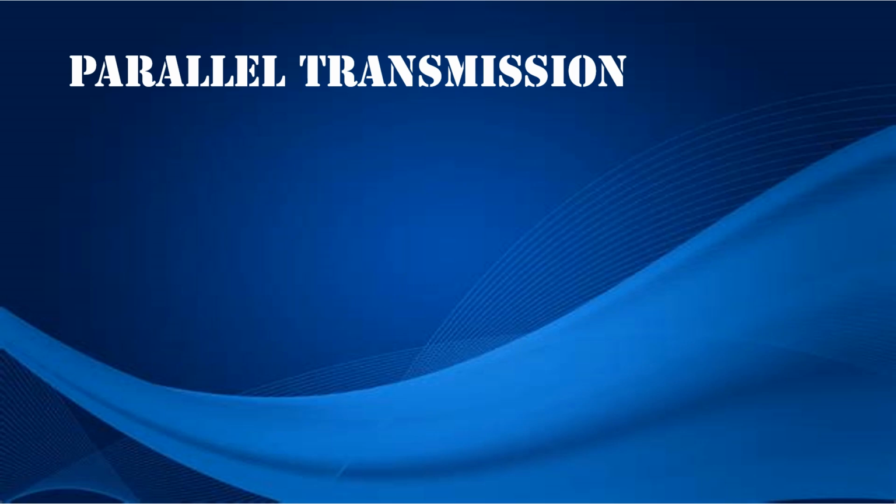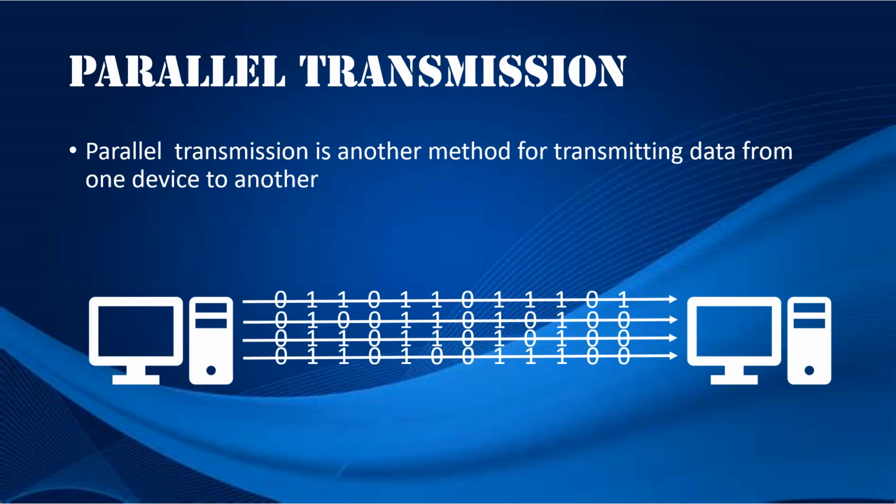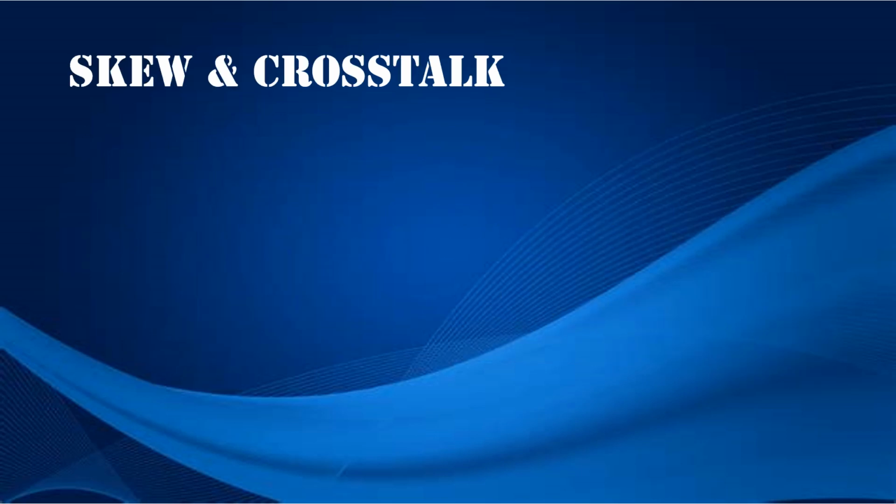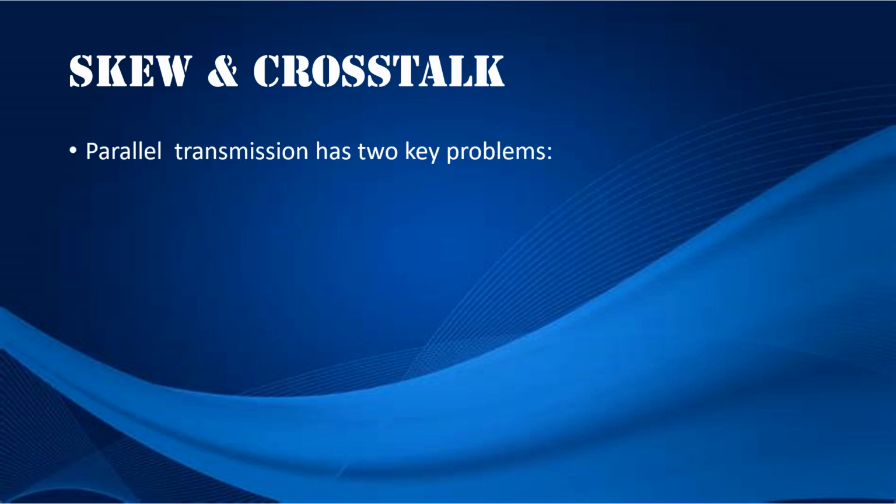Parallel transmission is another method for transmitting data from one device to another. Parallel transmission sends multiple bits, for example a byte, at the same time, with each travelling down its own separate wire from the sending device to the receiving device. It may seem logical that parallel transmission would be more efficient than serial transmission. However, parallel transmission has two key problems.